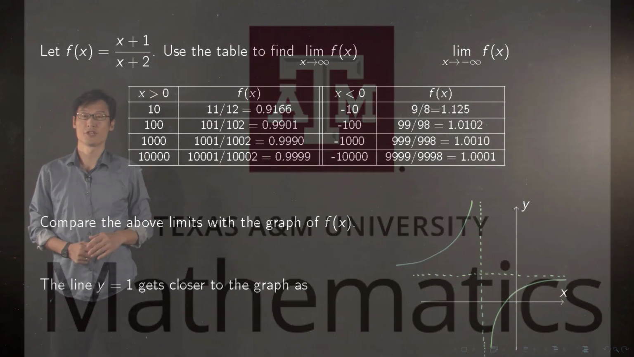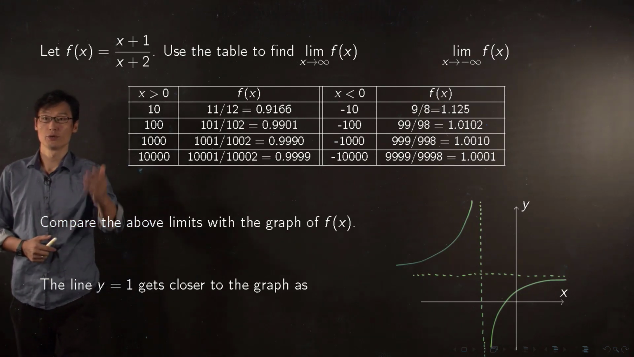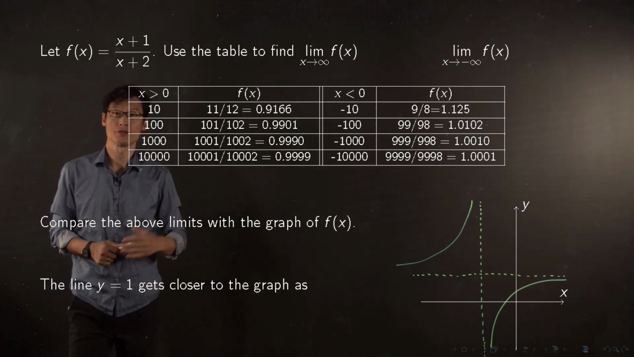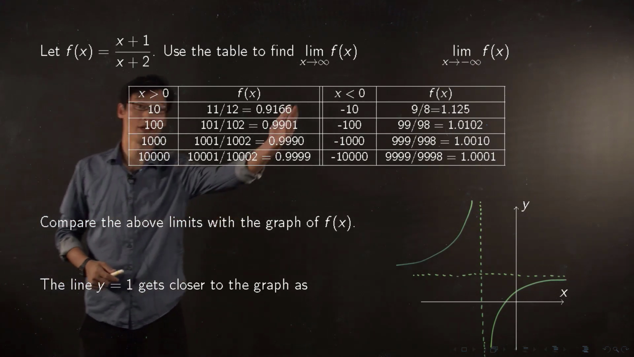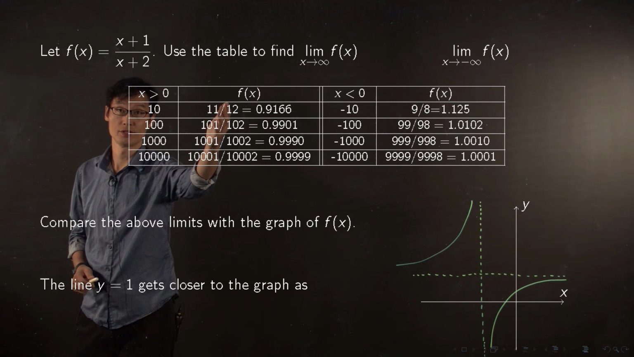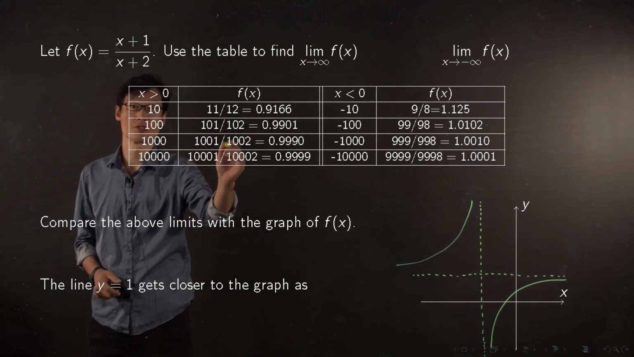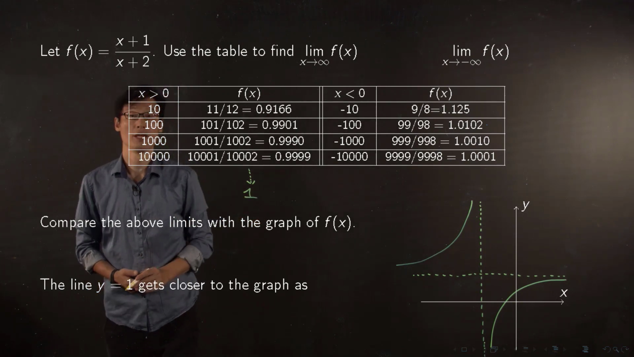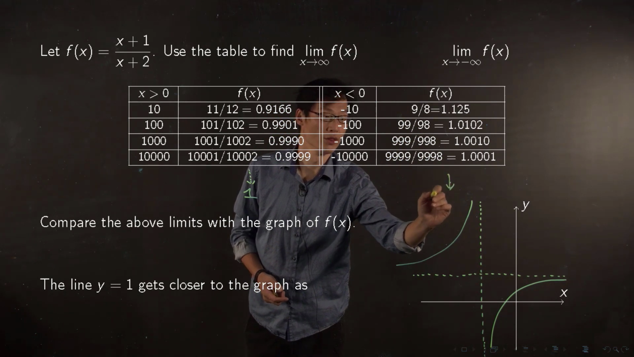So let me start with an example to discuss limits at infinity and horizontal asymptote. So look at this function, (x plus 1) over (x plus 2). And this table shows the function values of f as x gets larger and larger, and as x gets smaller and smaller. So as you see in the table, the function value f gets very close to 1. So those values are getting closer to 1, and those values are very close to 1 as well.